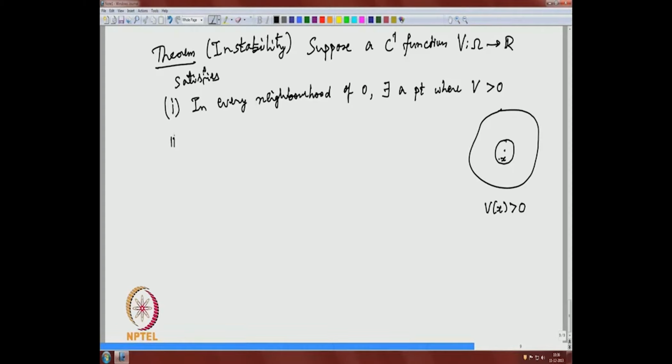And the second condition, again connecting the function with the system, our system is positive definite.